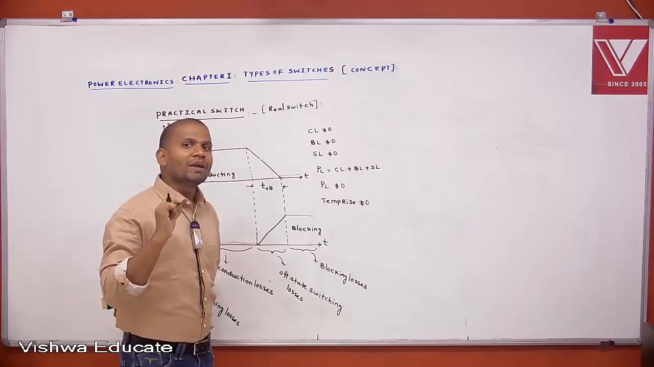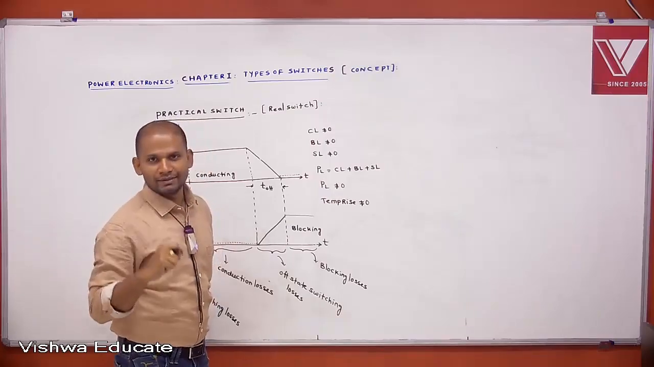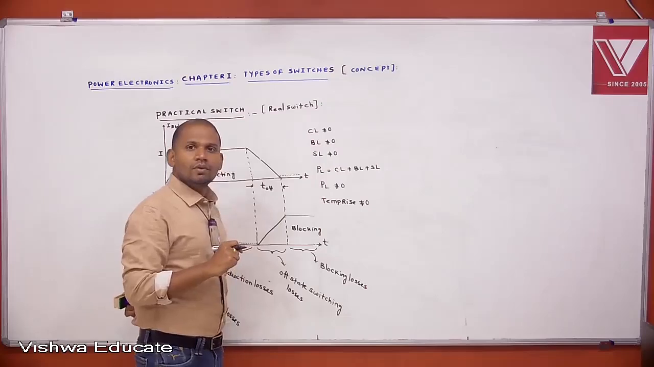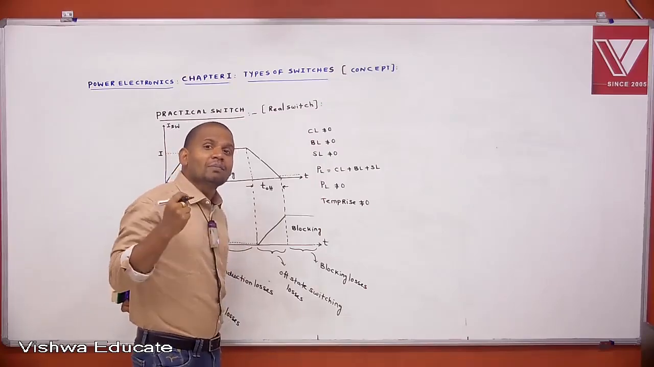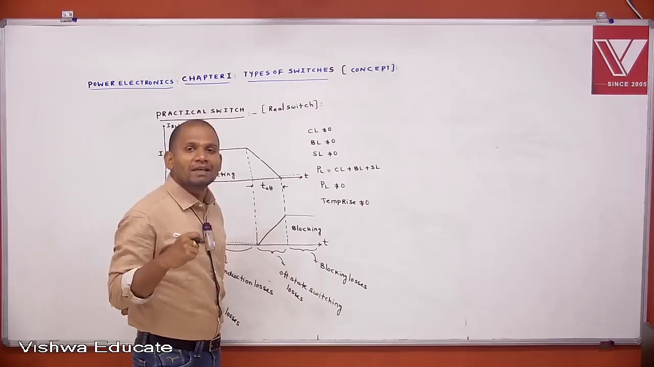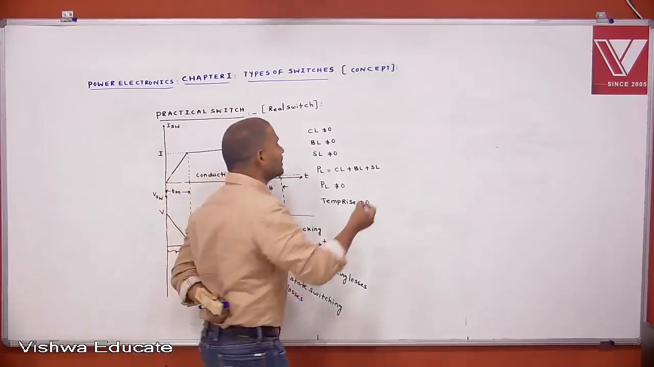What do you mean by permanent damage? You can't repair it again. That's why practically, to protect the device from high temperature rise, it must be operated in the safe operating area or safe operating region.